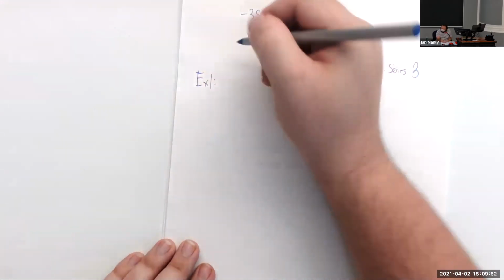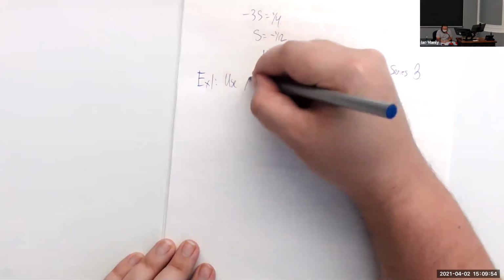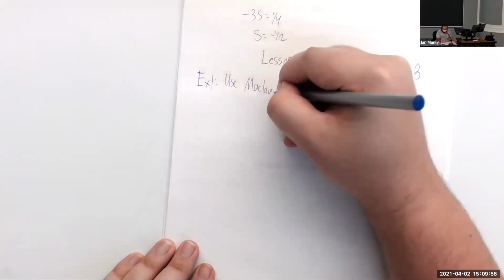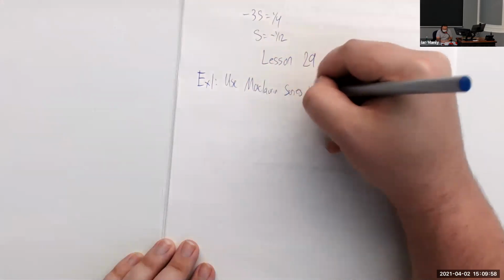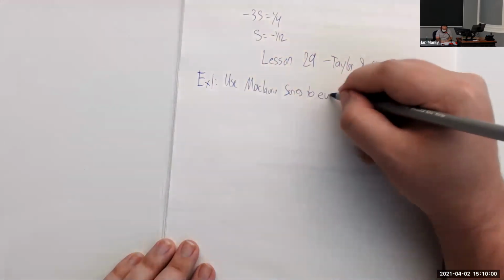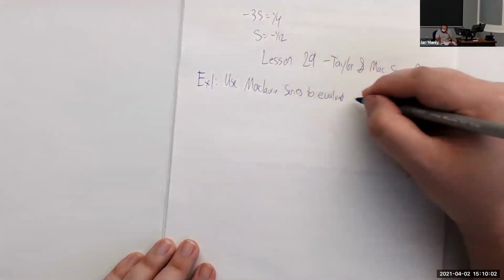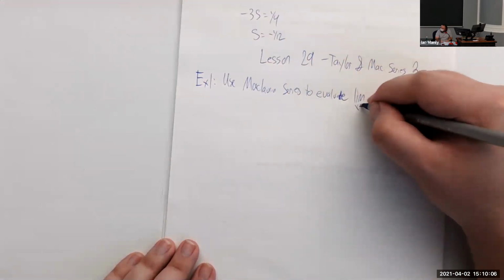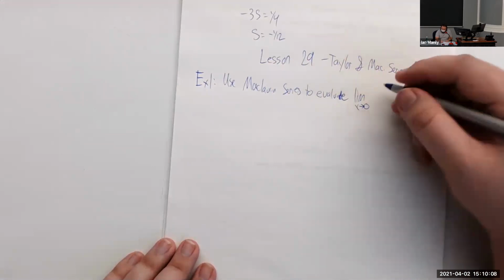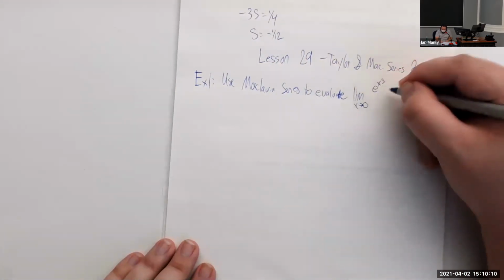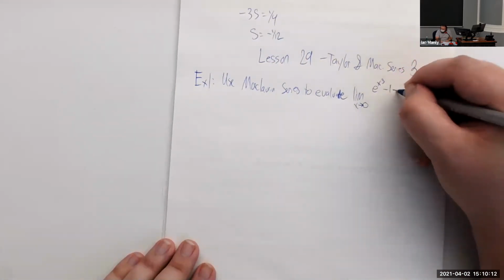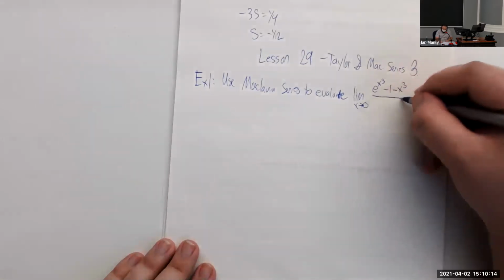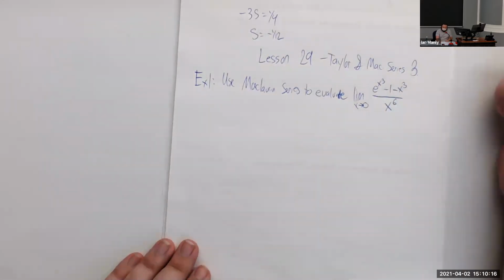Example 1. Use Maclaurin series to evaluate the limit as x goes to 0 of e to the x cubed minus 1 minus x cubed, over x to the 6th.